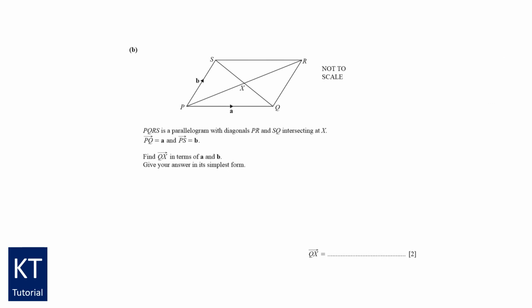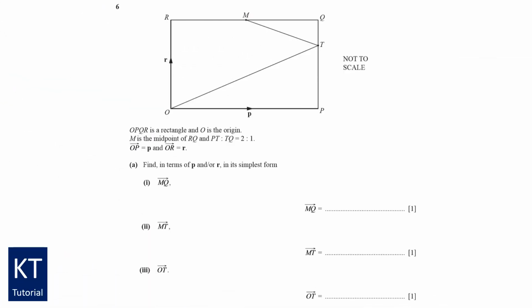Question 11b. PQRS is a parallelogram with diagonals PR and SQ intersecting at X. PQ is equal to a and PS is equal to b. Find QX in terms of a and b. With X being the midpoint of the parallelogram, the vector QX is equal to minus half a plus half b, which simplifies to half of (b minus a).